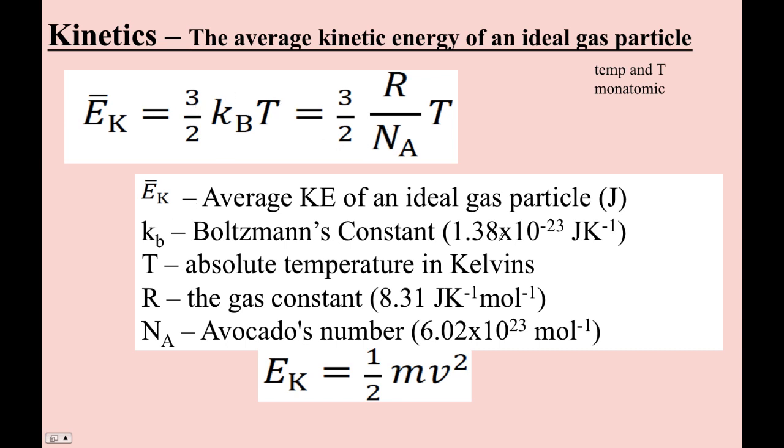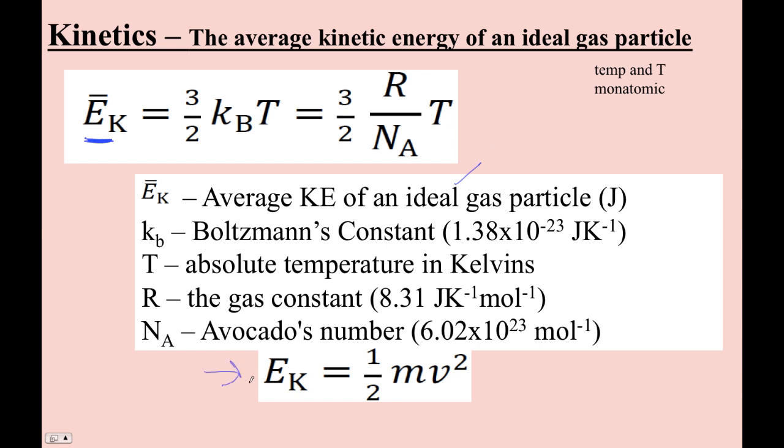So Boltzmann's constant is just the ratio of the gas constant and Avogadro's constant. So it's 1.38 times 10 to the minus 23rd. This is the average kinetic energy of an ideal gas particle. So ideal, by the way, is a lot of things. The particles don't take up any room, but it's also monatomic. And there it is.